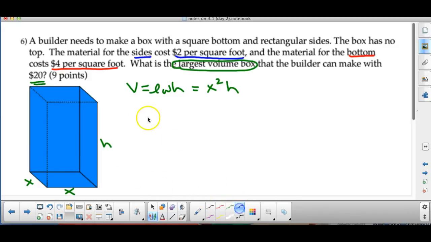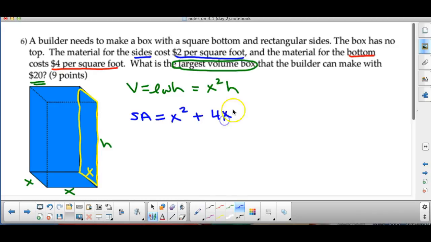Let's come up with a surface area formula here. So the area of the box is the area of the bottom, and the area of the bottom here is x squared, plus we need to add on the area of the lateral faces. And so that would be the area of one of these faces. And there's 4 congruent rectangular faces like this. And the area of this face would be x by h. And there's 4 of them. So our lateral area is 4x times h.